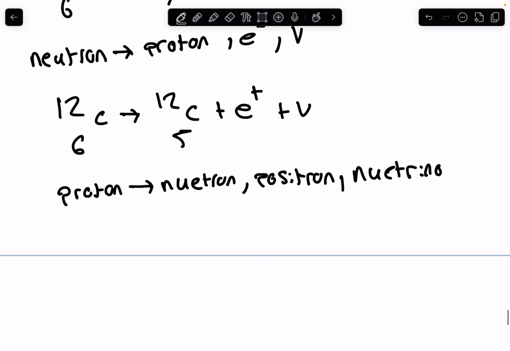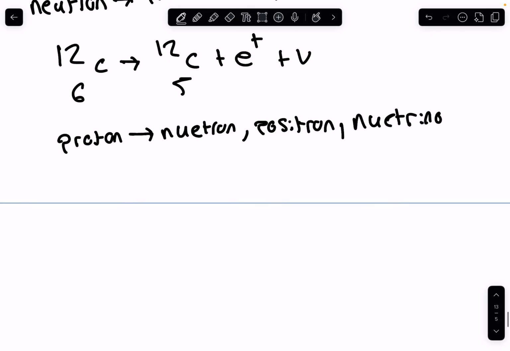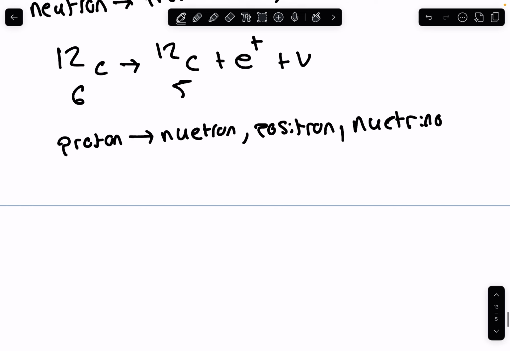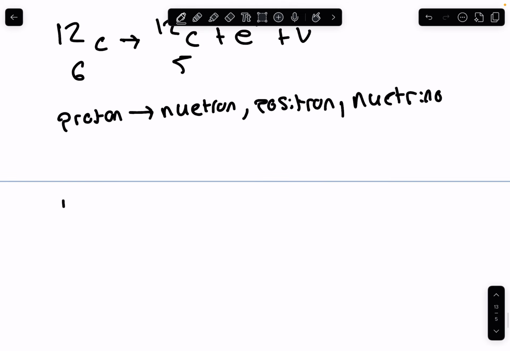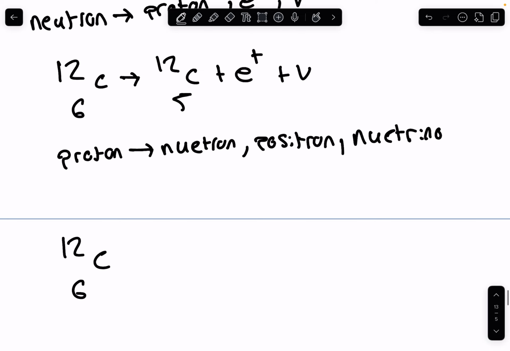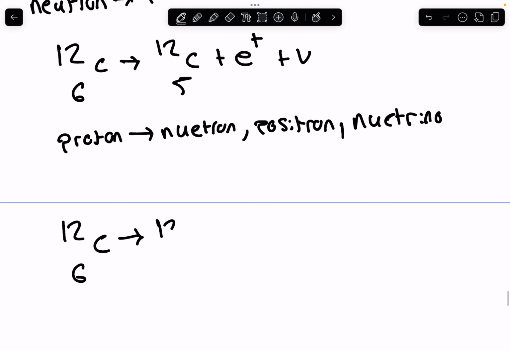Now I'll go on to the final decay, which actually has no equation. It's easier than this, and you simply have to know it. So this usually occurs after beta decay. So let's use beta decay first. So this decays to some carbon atom, beta plus, let's say, some atom X plus a positron plus a neutrino.